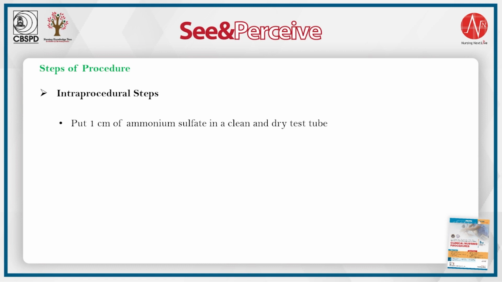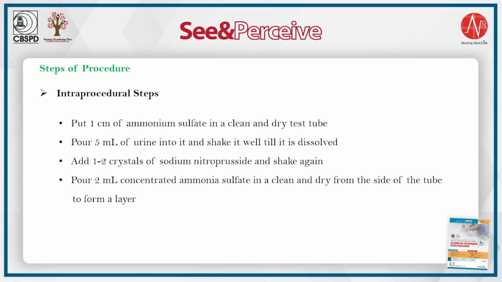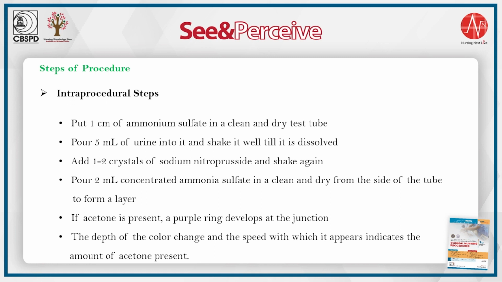Intra-procedural steps. Put 1 cm of ammonium sulfate in a clean and dry test tube. Pour 5 ml of urine into it and shake it well till it is dissolved. Add 1 to 2 crystals of sodium nitroprusside and shake again. Pour 2 ml concentrated ammonia solution into the test tube from the side to form a layer. If acetone is present, a purple ring develops at the junction. The depth of the color change and the speed with which it appears indicates the amount of acetone present.